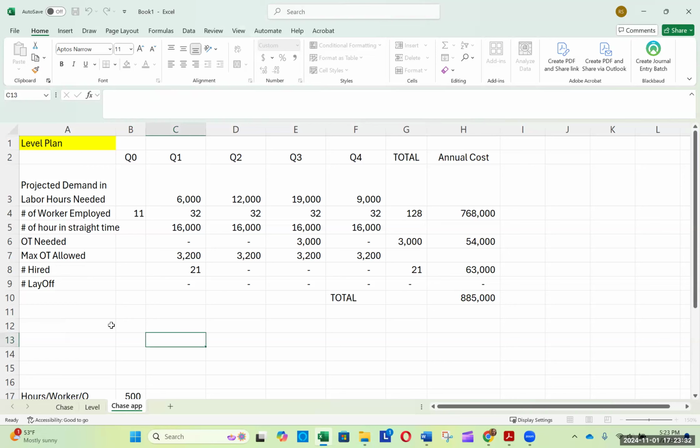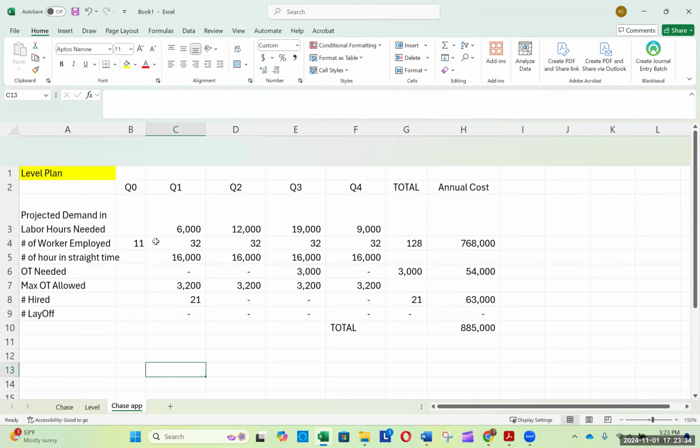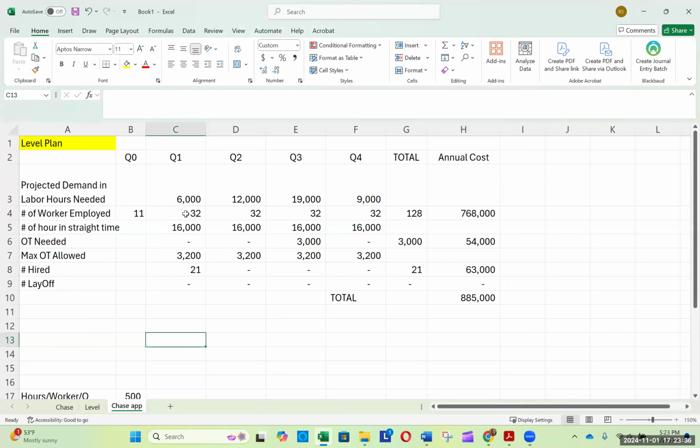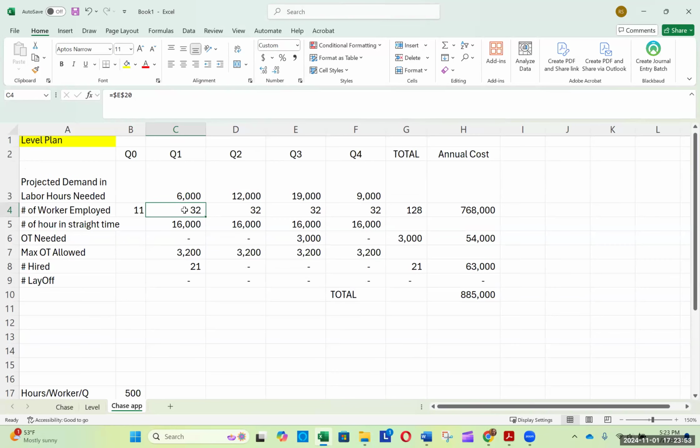Okay. So now all you do is you say, well, I'm going to constantly change my hiring. So I'll keep all the formulas. I don't want to delete them. Okay. So I just need to figure out how many workers I need to hire every quarter. And the plan is, I will assume that I'm not using overtime. Okay. All right. So take this number.